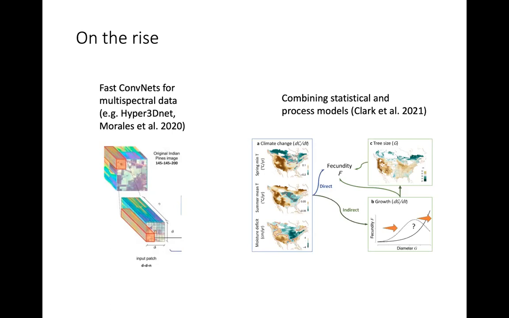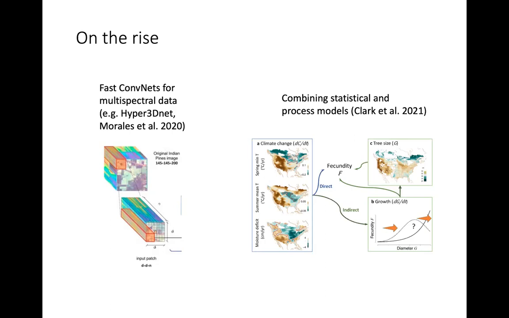So one of the great examples I found of this is a paper by Jim Clark and colleagues recently, where they're using a combination of a statistical model with a forest growth model to understand changes to forests with climate change. This is just a really clever way that they've done spatial prediction in a way that respects our understanding of ecological processes, but also generates the kind of accurate predictions we might expect from a purely statistical approach.